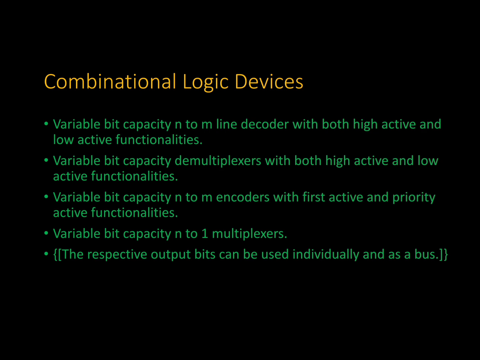Combinational logic devices. Variable bit capacity N to M decoders with both high active and low active functionality. Variable bit capacity demultiplexers with both high active and low active functionality. Variable bit capacity N to M encoders with priority mode and first active mode. N to 1 variable capacity multiplexers. The respective output bits can be used individually and as a whole.